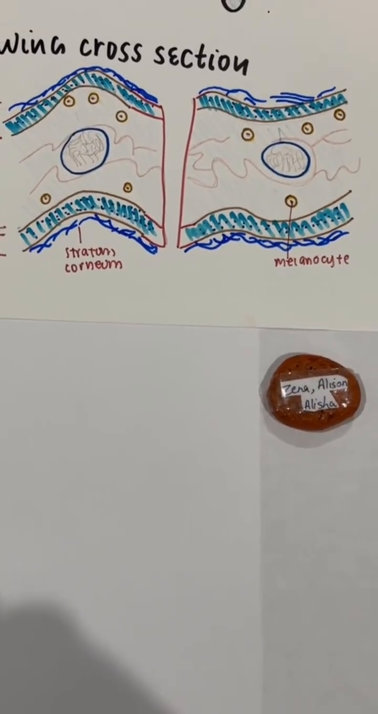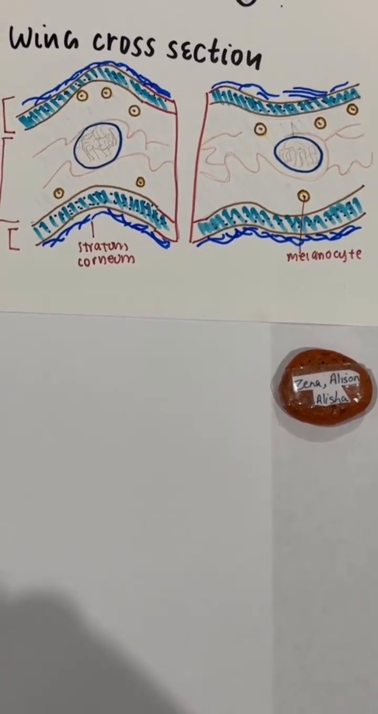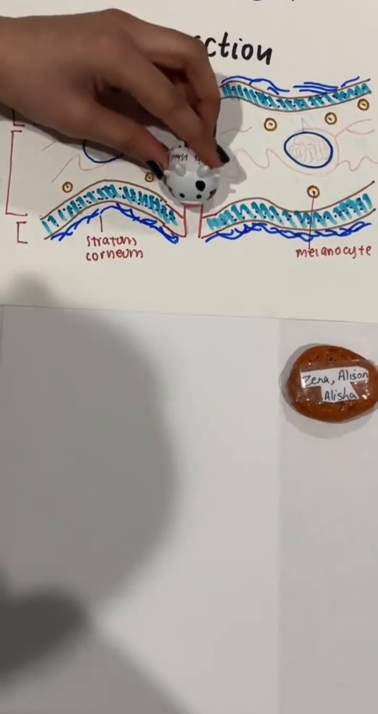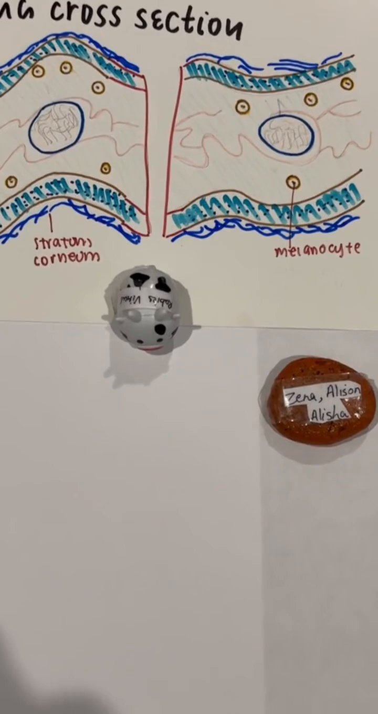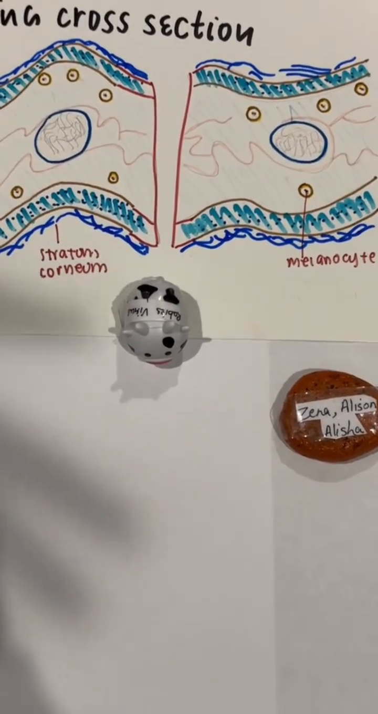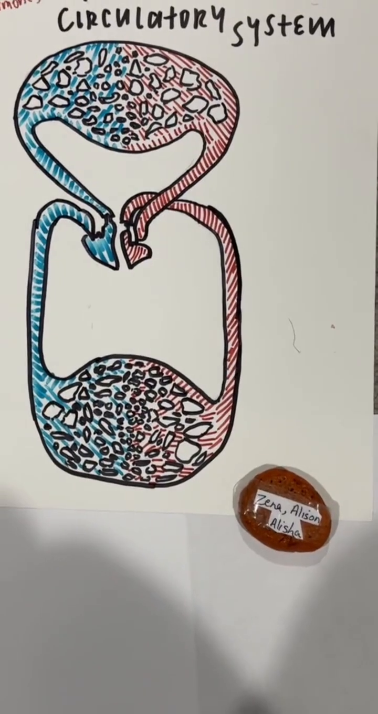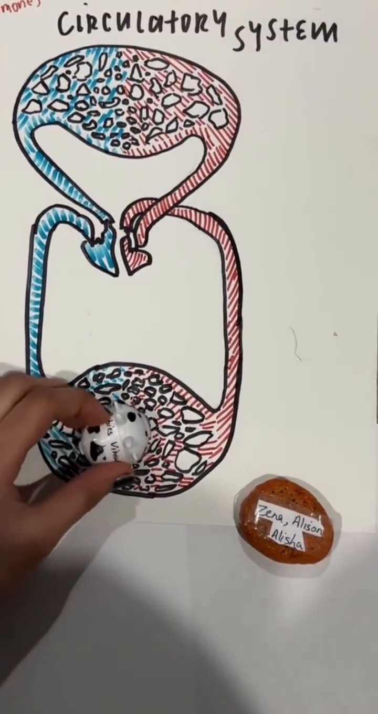So this is a visual representation of the virus entering the body. Let's say the wings of the bat got bitten. So here's a wing cross-section. The virus has entered the wing cross-section. Eventually, the virus enters the bloodstream in the circulatory system.